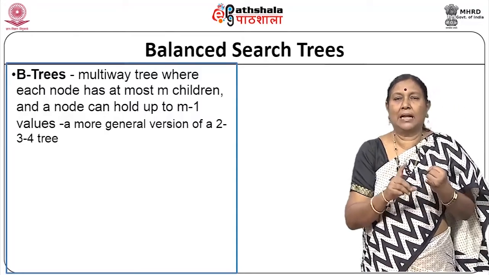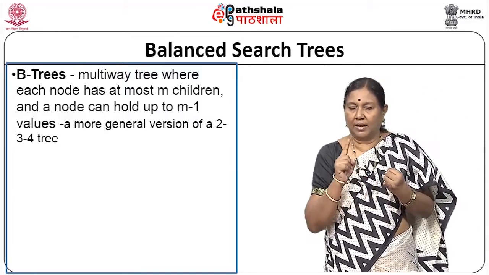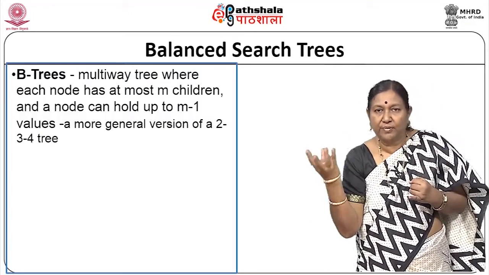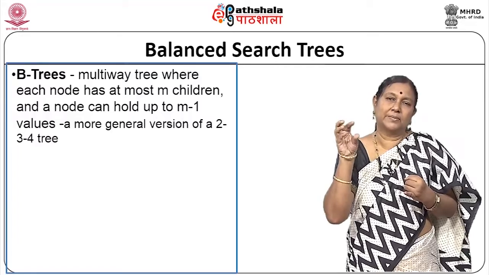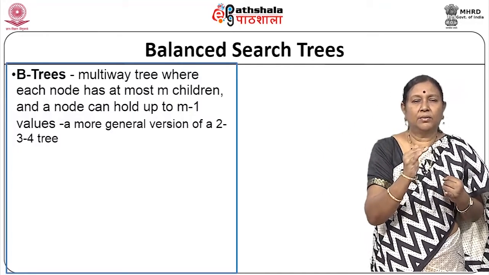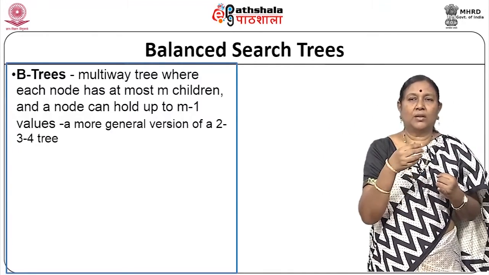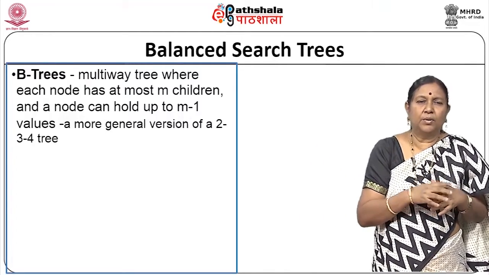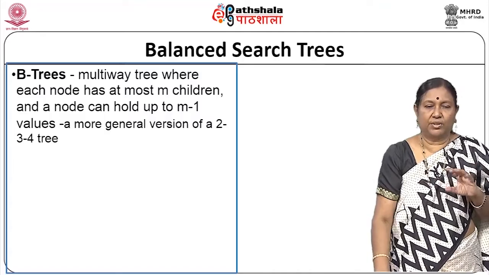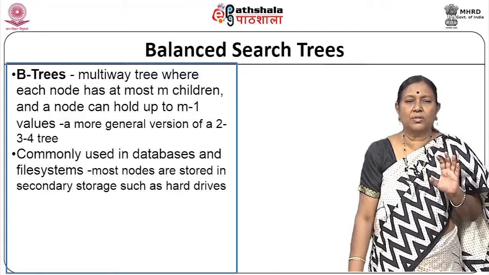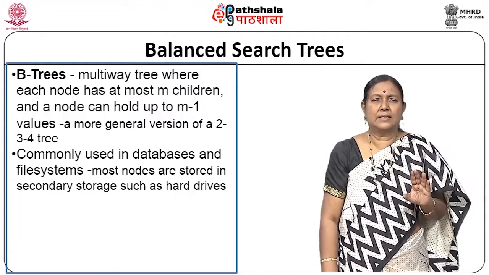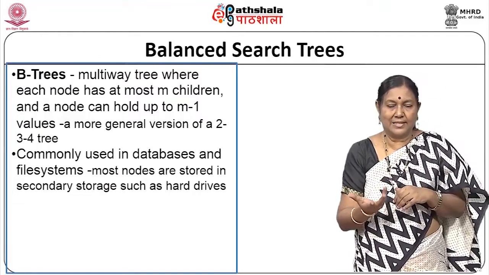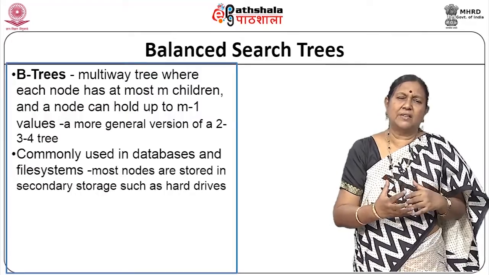In 2-3 you can have a maximum of 3 children, and the node can hold a maximum of 2 values, and in 2-3-4 you can have a maximum of 4 children, and the node can hold a maximum of 3 values. Here you can have at most m children, and the node can hold a maximum of m-1 values, and it is a more general version of the 2-3-4 tree, commonly used in databases and file systems. Most nodes are stored in secondary storage such as hard disks. That is why B trees are very popular.